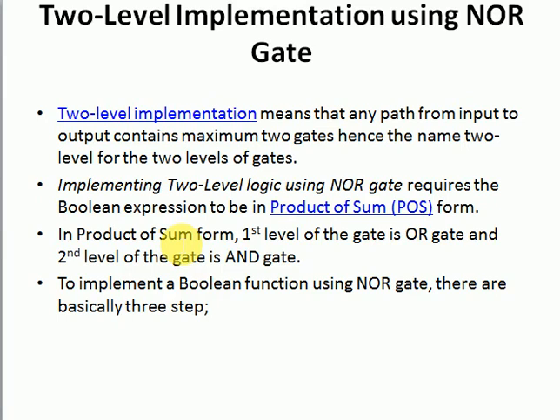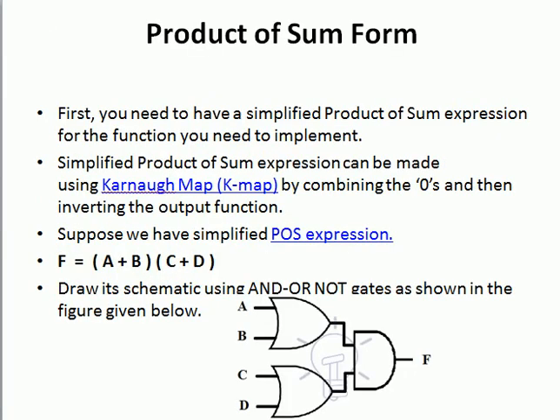In the product of sum form, the first level of gates is the OR gate and the second level is the AND gate. In order to implement a Boolean function using NOR gates only, there are basically 3 steps, and these 3 steps are the same as those of the NAND implementation. The first one is the product of sum form. So to implement a Boolean expression using NOR gates only, we must have the expression in the form of POS, product of sum.